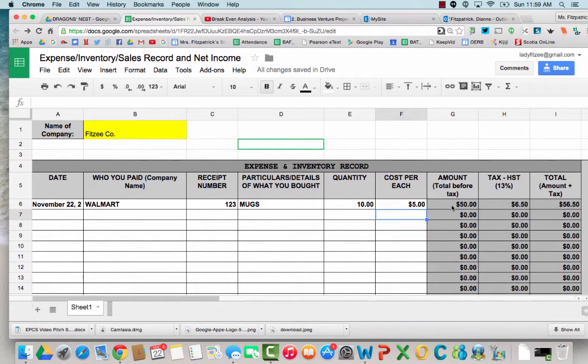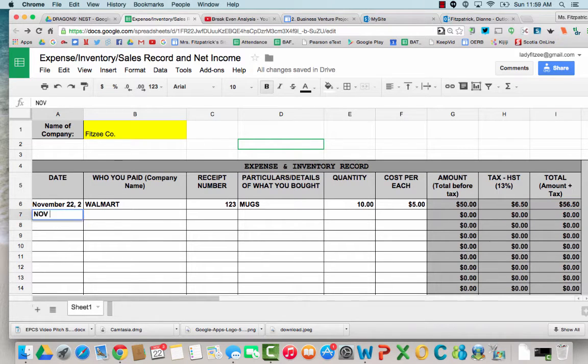So this spreadsheet is automatically going to calculate that it was $50 before tax, but with 13% tax in Ontario, you would have paid $6.50. Now, in accounting, accountants need to keep tax separate from some of their costs because in some cases, we can get this HST back from the government. It's actually called HST recoverable. We will talk about that in grade 11 if you take the accounting course. Anyways, so far you spent $56.50 on that purchase.